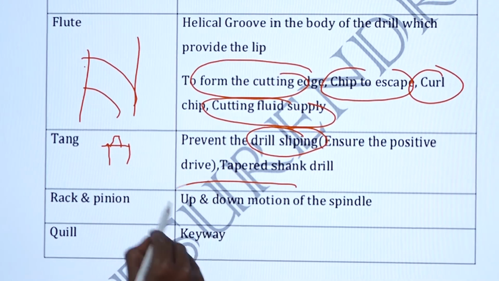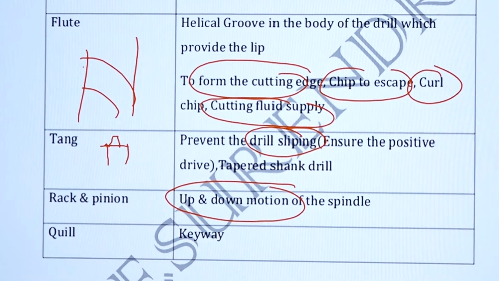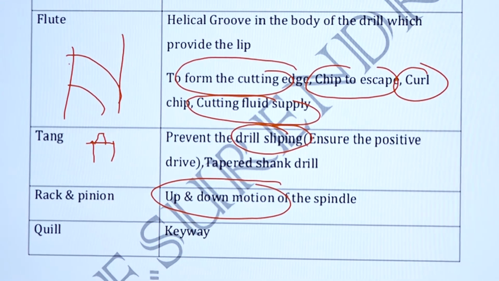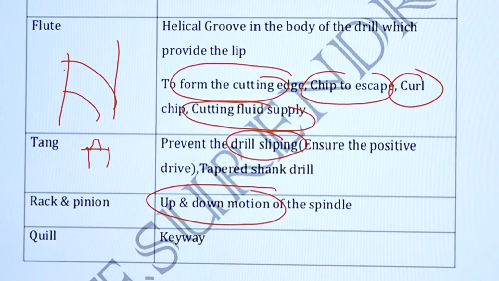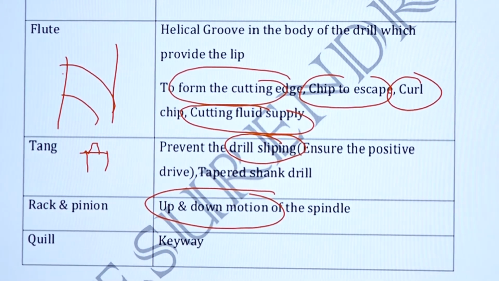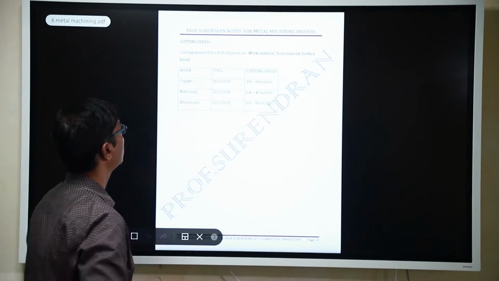Rack and pinion is used for up and down motion. When we rotate the hand wheel, it will move up, and when we rotate it in the other direction, it will move down. So for that, rack and pinion are used. Quill is used to produce the keyway.